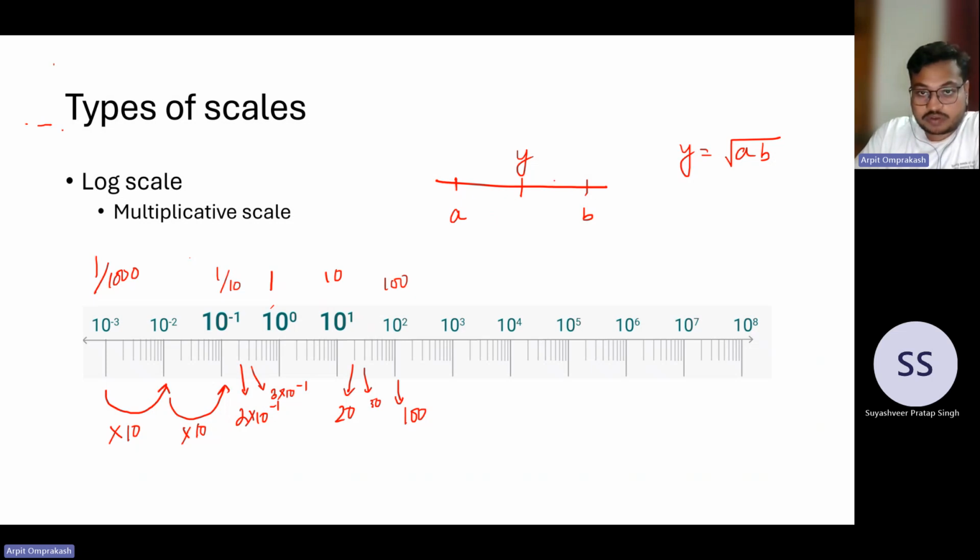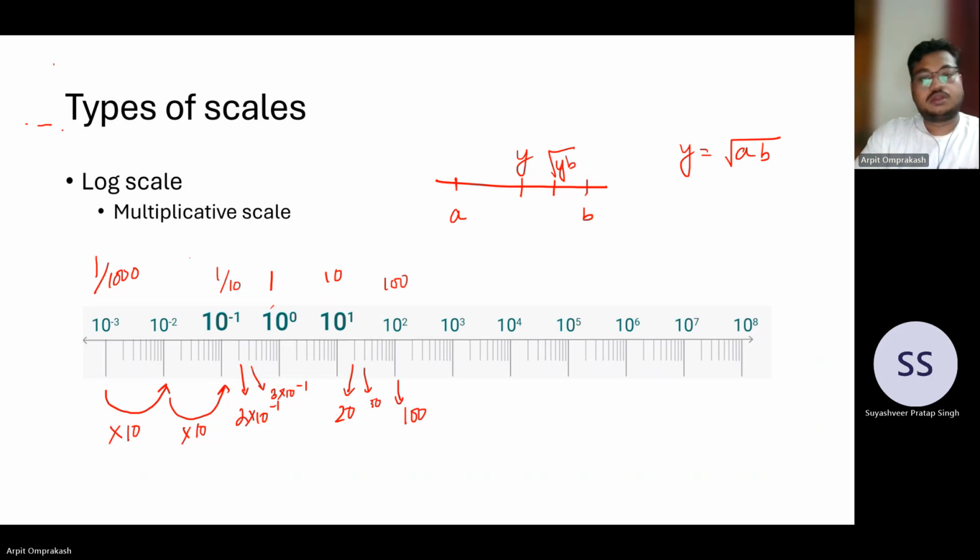And now again, if you want to find the midpoint of y and B, this part will be the square root of y times B. Is that clear? Does anyone have any doubts? Because these are like the most fundamental things when we are talking about scales.